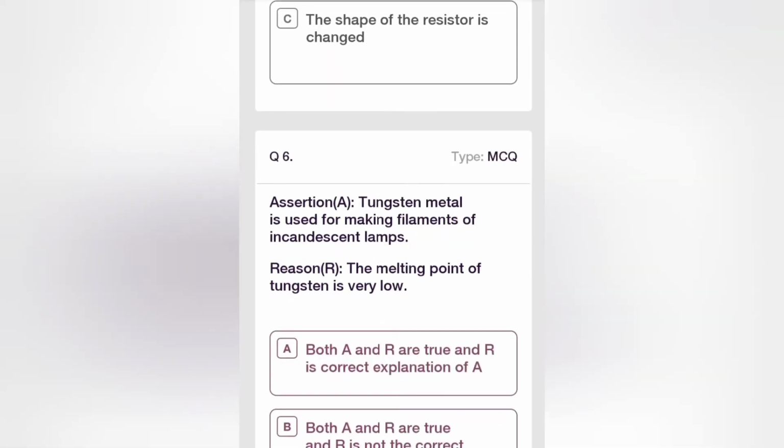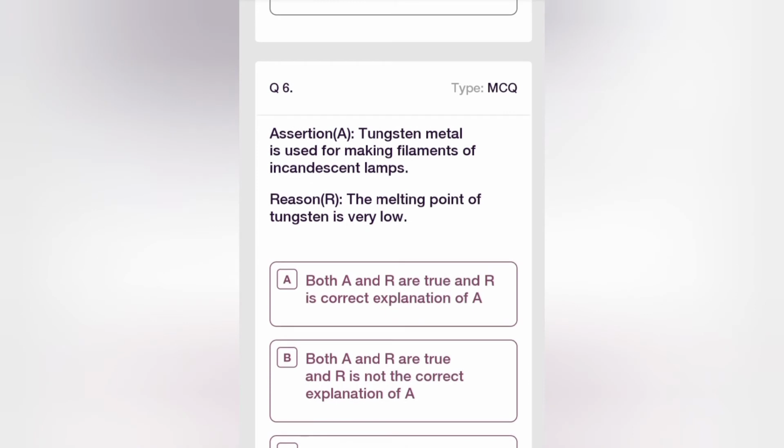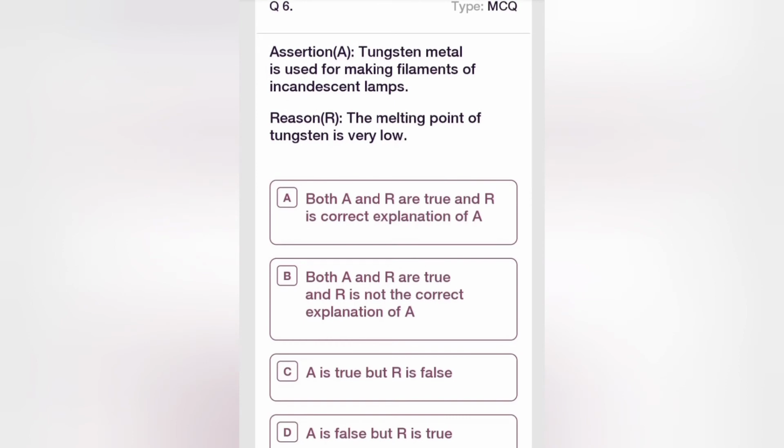Assertion and reason type question. Tungsten metal is used for making filaments of incandescent lamp. Yes, it is made of tungsten filament, that is the incandescent lamps which are used in house. Why do we use the tungsten filament? Because it has got high melting point. Okay, that must be the reason, but the reason given here is melting point of the tungsten is very low. No. So assertion is true, reason is false, and it is not the correct explanation of assertion. Which option? Option C. Assertion is true, reason is false. So option C must be the correct answer.